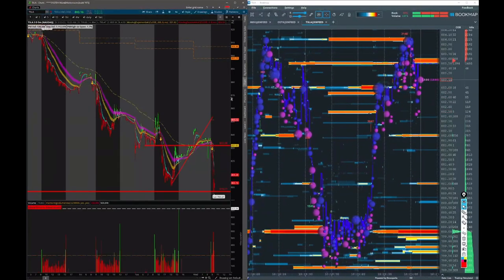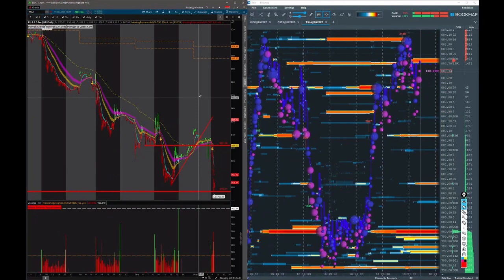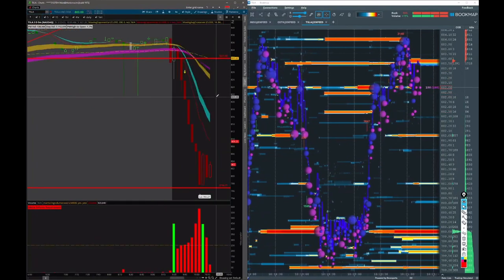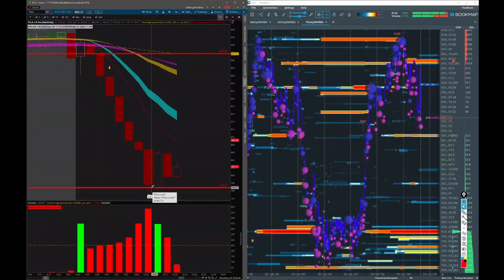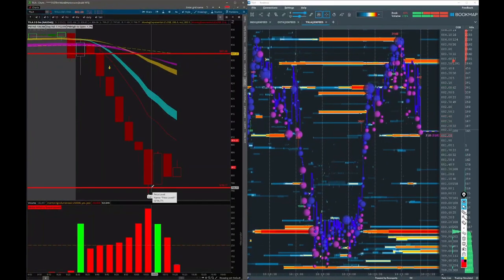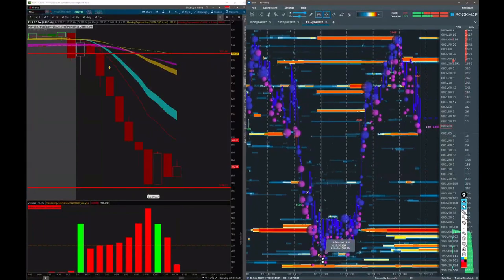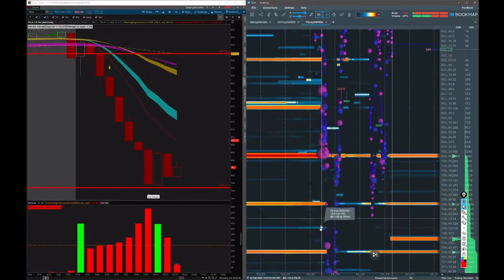So this morning, I'm looking over here for a possible short on Tesla. I'm not looking for any kind of dip buy. The support over here, you can see 796 is basically this over here.